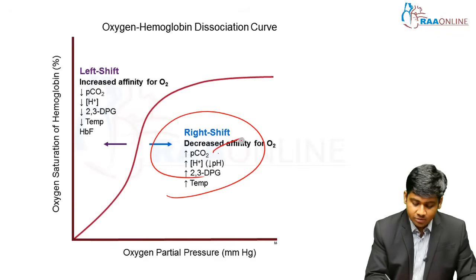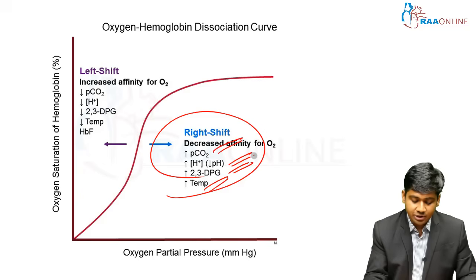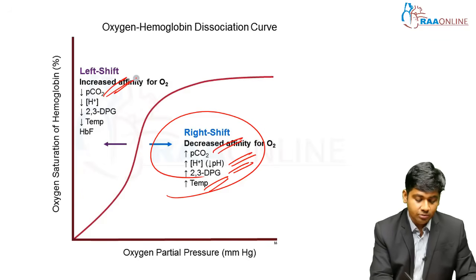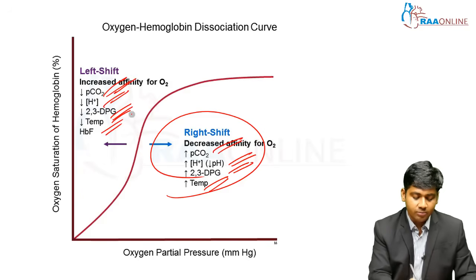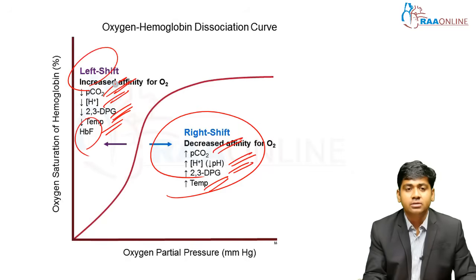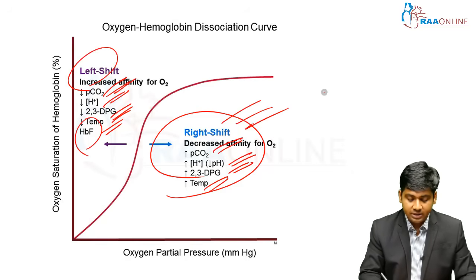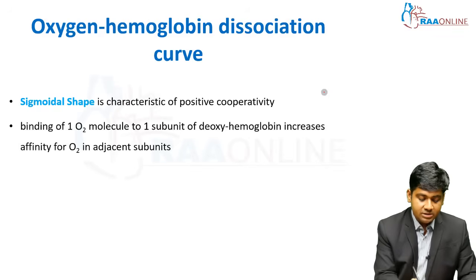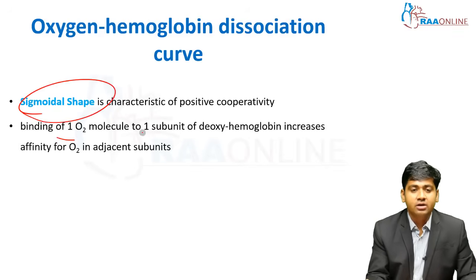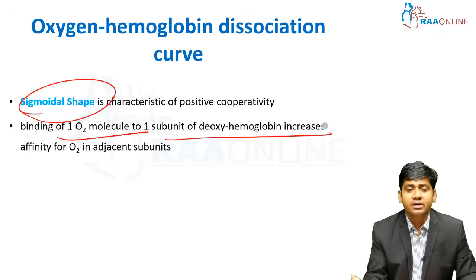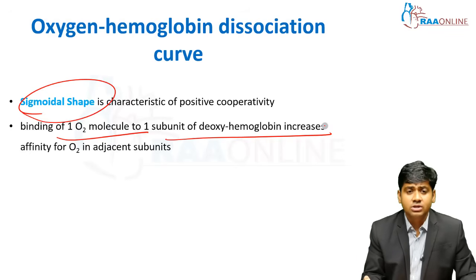Right side: increase in PCO2, increase in temperature, decrease in pH. Left side: decrease in PCO2, increase in pH, decrease in temperature, and fetal hemoglobin. Left side decreases oxygen delivery, right side increases oxygen delivery. Fine. Sigmoid, because binding of one oxygen molecule will help to bind another oxygen molecule. So there will be cooperative binding, and therefore it is a sigmoid shape.